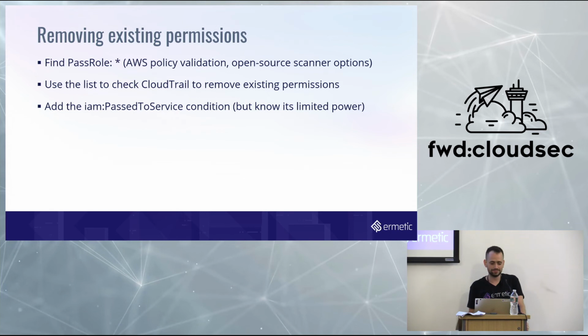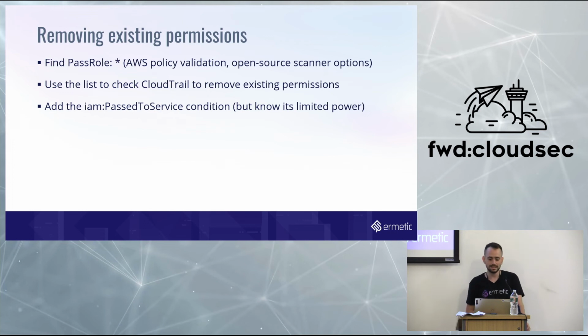It's kind of like sculpting in marble, removing existing permissions, so find PassRole star. You can use the AWS policy validations, some open source options like Cloudsplaining. There is a lot of tooling in this space, and whenever you see PassRole star, hack away at it. And yeah, use the list to check against CloudTrail and then remove existing permissions. So you could absolutely build an Athena query or a Lake query or a Splunk query that says what types of actions this principal is using against a list of predetermined actions, and then figure out whether it needs PassRole or not.